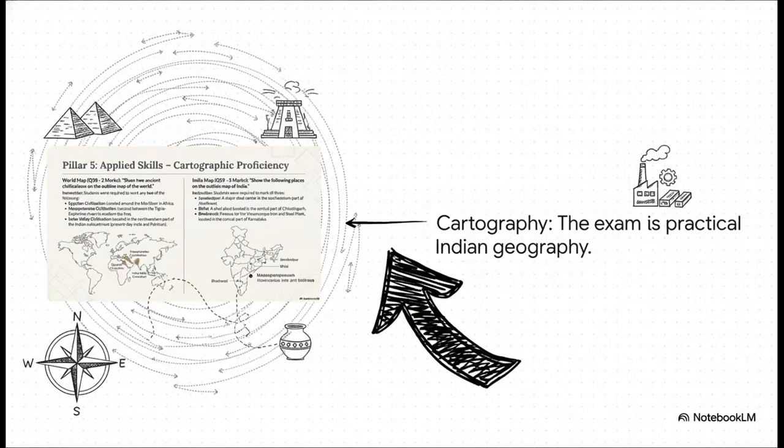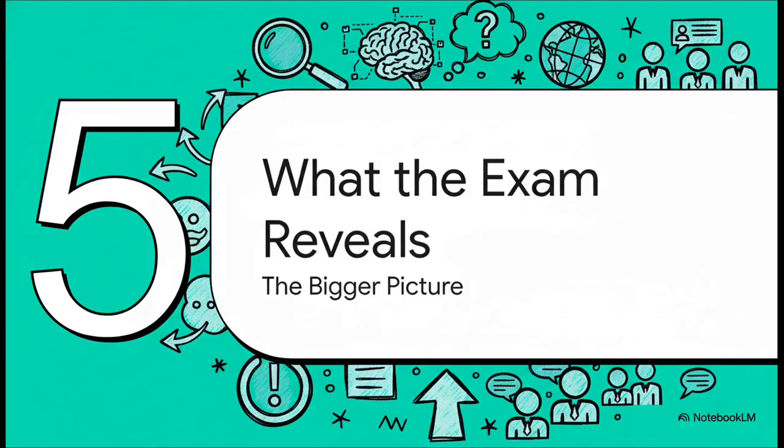The other crucial applied skill being tested is cartography. Yep, good old map work. And again, it's not about just memorizing dots on a map, it's about visually connecting ideas from the other pillars, like linking a historical site or an economic hub like a steel plant to its actual physical location on a map. So we've walked through all these different questions across all 5 of our pillars.